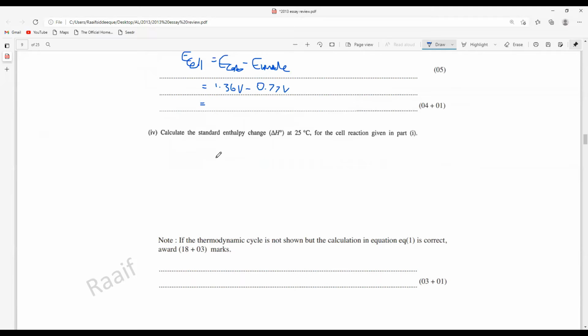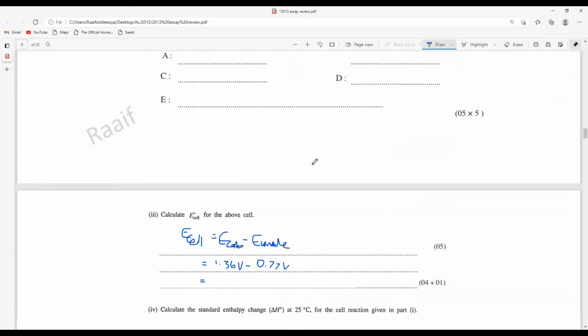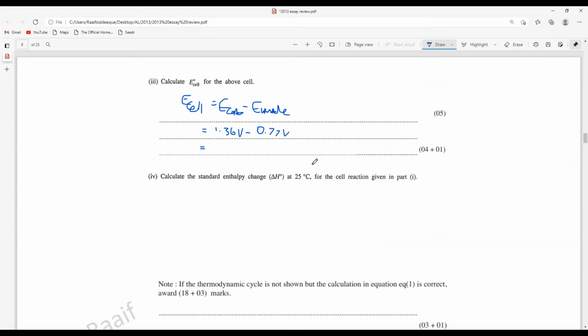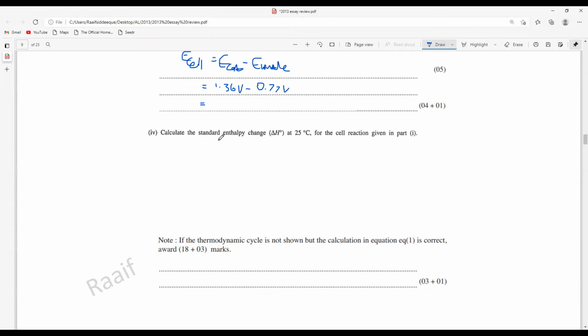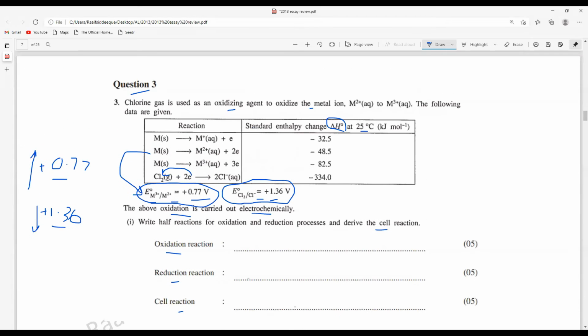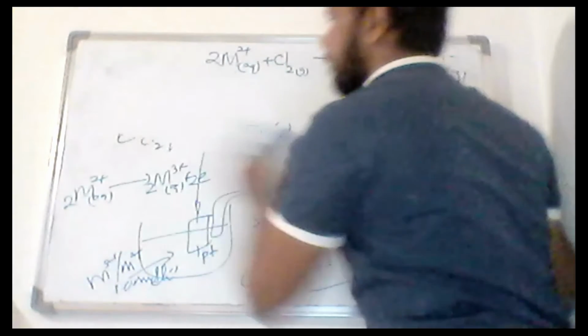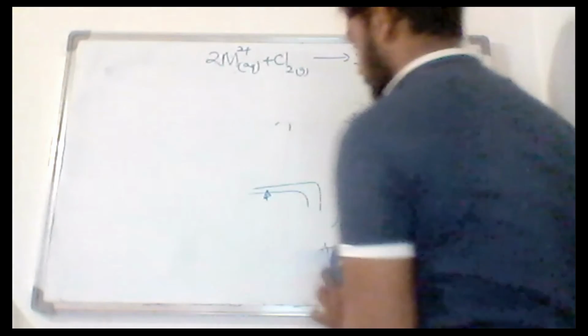Then it starts to ask something related to thermodynamics. So up to here in this question, you can see they asked about electrochemistry. Now they are asking to calculate the standard enthalpy change for the cell reaction given in part 1. So we will again discuss this on the board. I will stop the sharing, and here I will erase all of these.